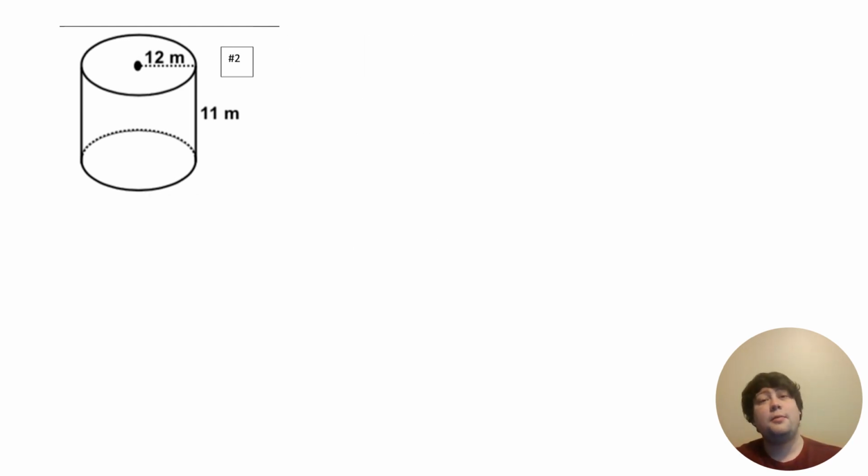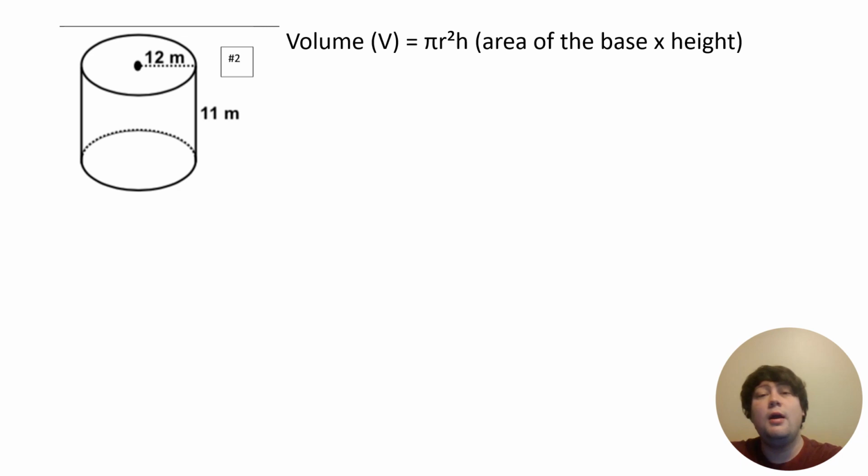All right, last up, we're going to find the volume of the cylinder. Now, the difference between volume and surface area is that on surface area, you're finding the amount of squared units that can fit on the surface of your object. The volume is what you can fit inside. Now, the formula for that is going to look like pi r squared h, which is the area of the base multiplied by the height.